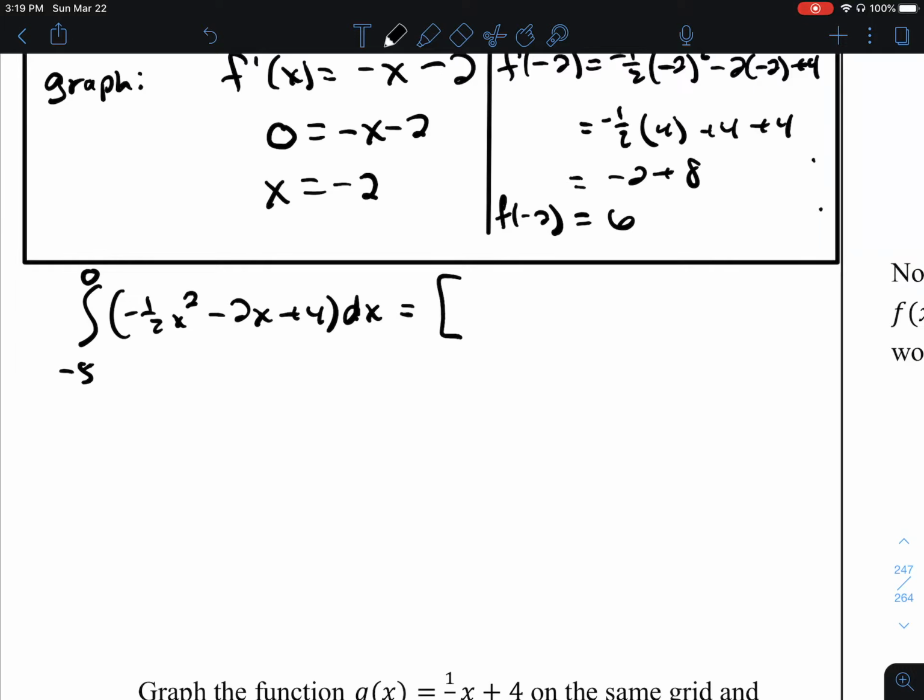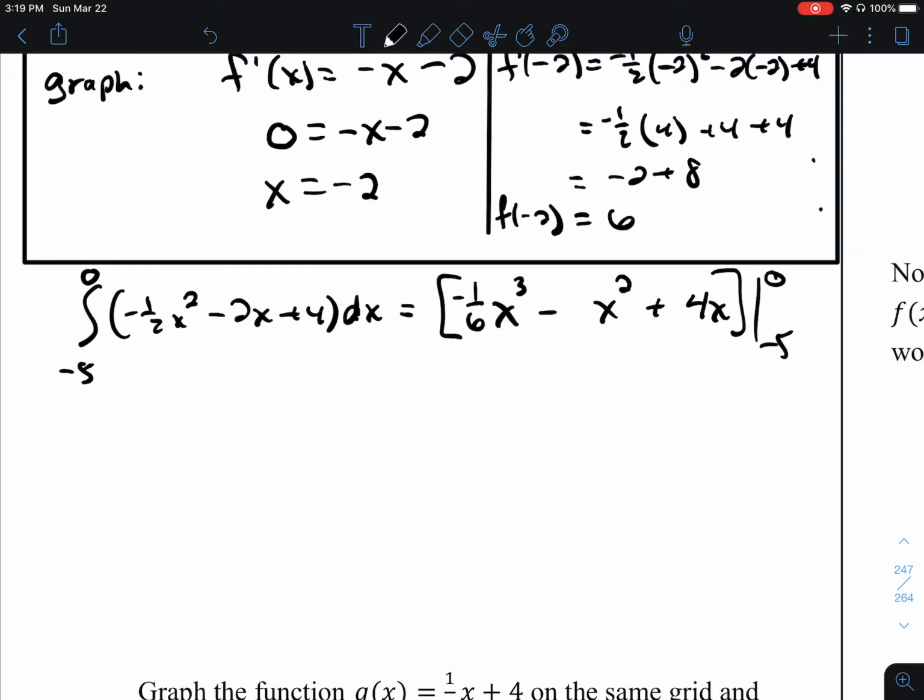Integrating this, if we add 1 to the exponent here, we're going to get x cubed. Its reciprocal is 1/3 times the -1/2 that's already there, which is -1/6. Minus, add 1 to the exponent, it's a 2. The reciprocal of 2 is 1/2 times the 2 that's already there. It's going to be a -1 x squared. And then the last one is going to be 4. Its antiderivative is 4x. We're evaluating this from -5 to 0.